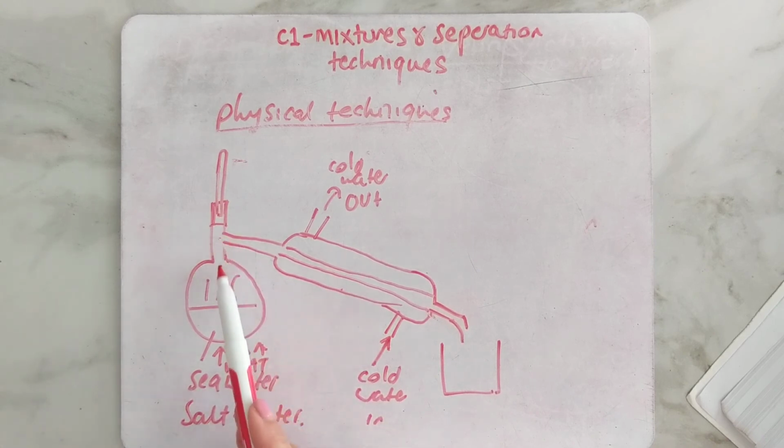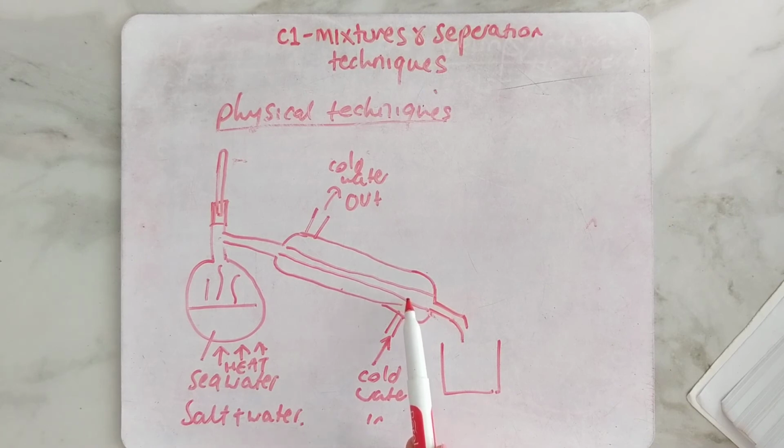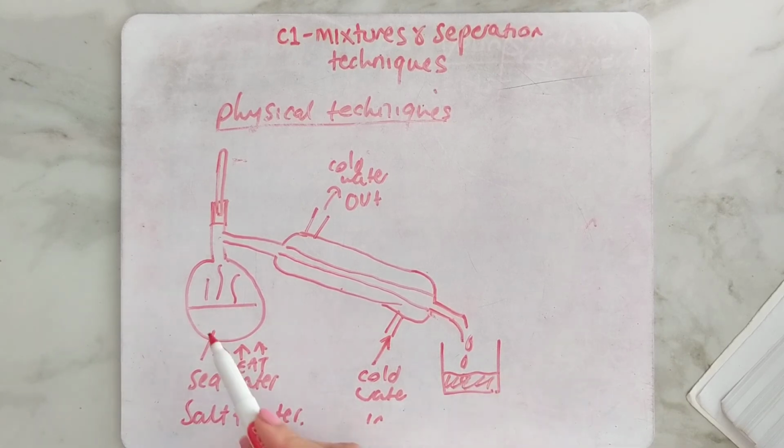So, okay, my water has evaporated. It's turned into a gas. It's now travelling down the condenser, and because it's cold, it cools that gas down, and the gas then turns into a liquid, back to a liquid, and we collect pure water in the beaker, and the salt is left there in the conical flask. And that's all distillation is.